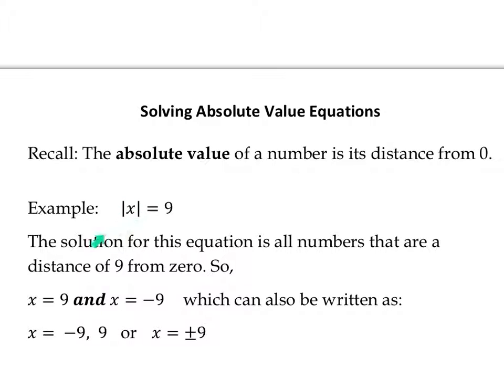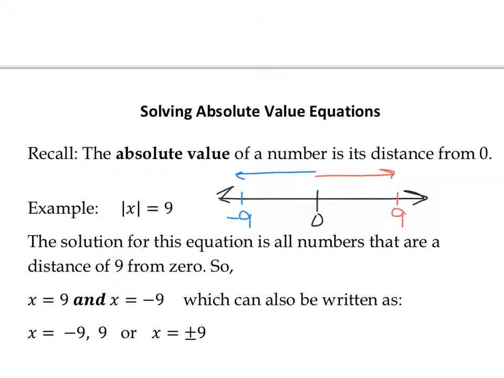Okay. So the solution for this absolute value of x equals 9 would be all the numbers that are a distance of 9 away from 0. So we think about what that might look like on a number line. So we have a number line here. If this is 0, we can go a distance of 9 this way and be at 9. Or we could go a distance of 9 to the left of 0 and be at negative 9. Both those distances are 9 units away from 0.